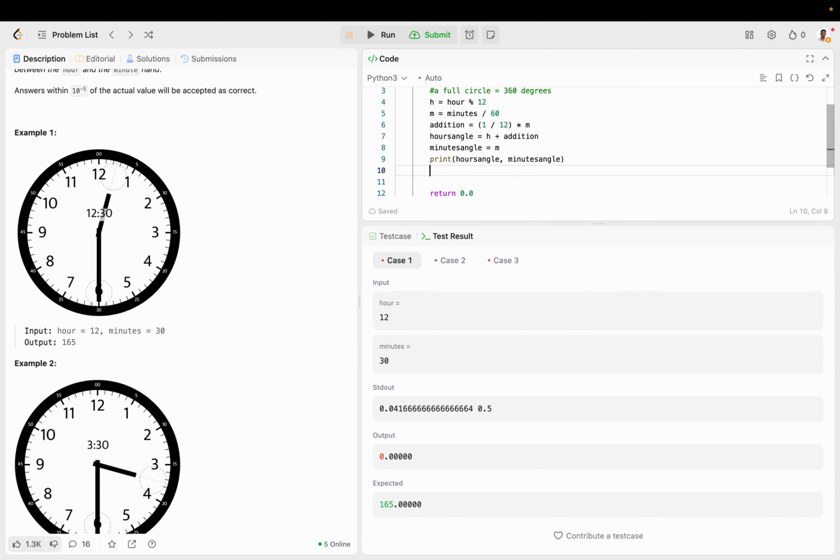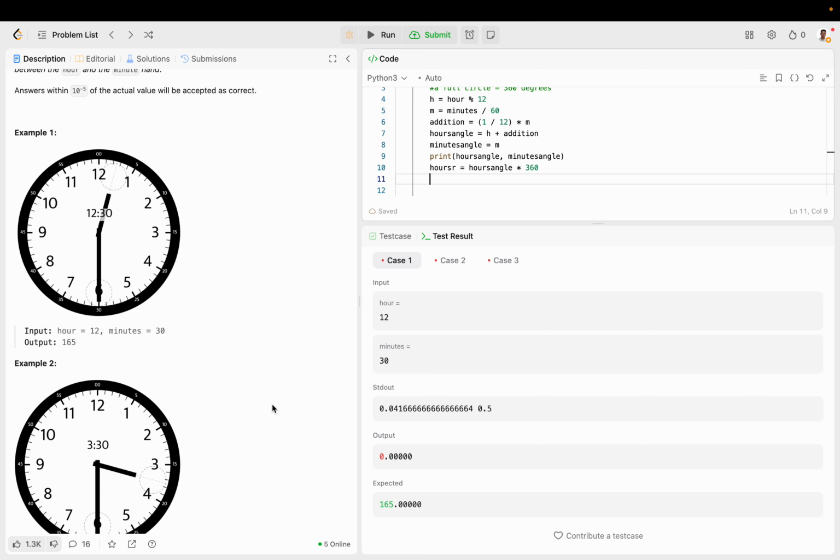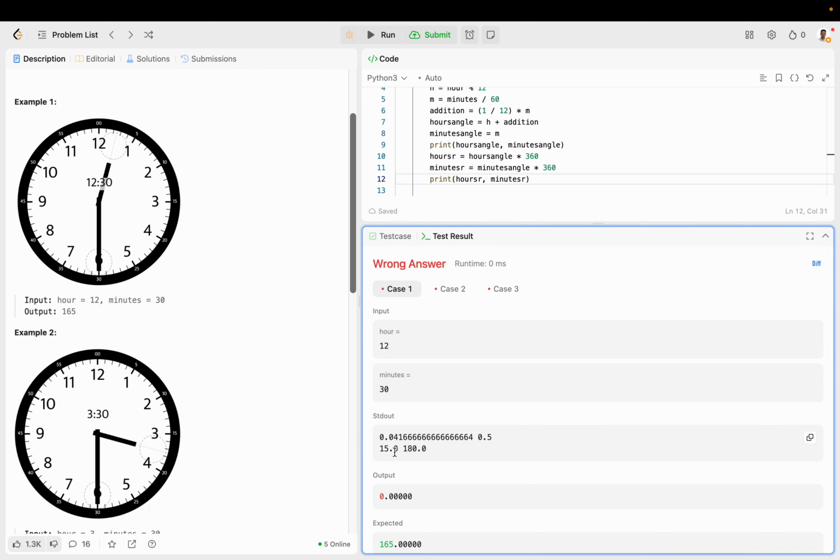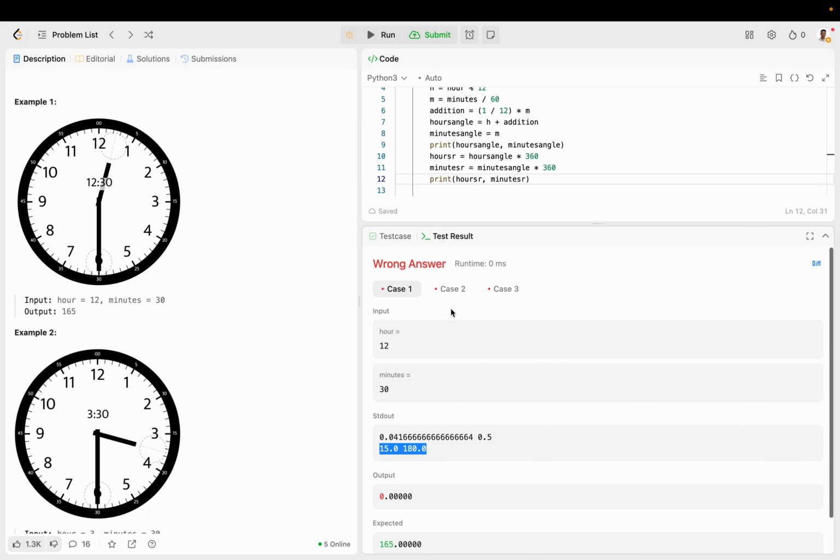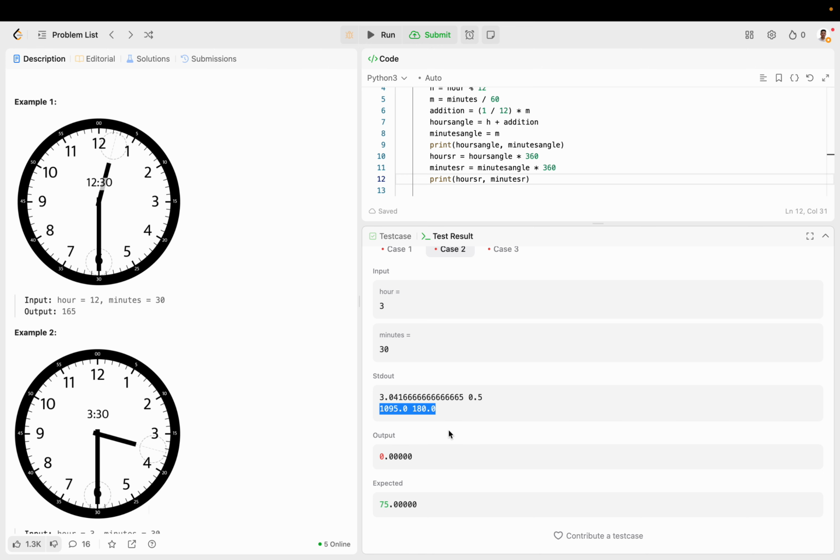So now hours radian is actually hours angle times 360, right? We want a percentage of 360, because the whole circle can't be over 360, or else it's just like a modulus. Minutes radian equals minutes angle times 360. Let's print hours R, minutes R. So 15 and 80, cool. Now we have our difference. As you can see, now we have our difference.